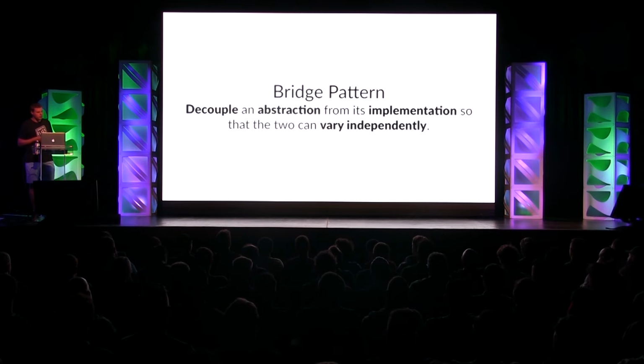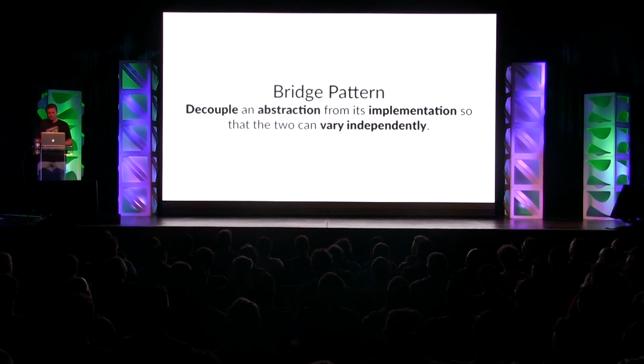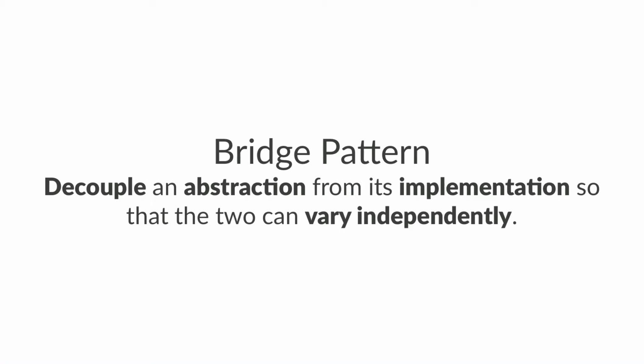So if we look at the intent of the bridge pattern, it's decoupling an abstraction from its implementation so that the two can vary independently. Well, this confuses the heck out of me. I have no idea what this means. This is like science or something. I don't know. So we have to dive into a more technical example to see what's going on.